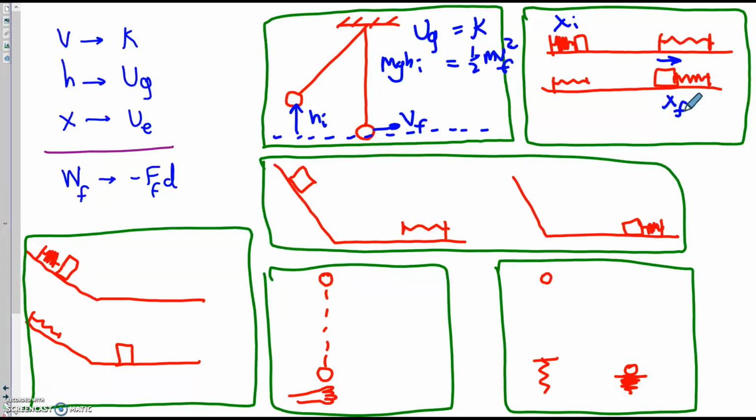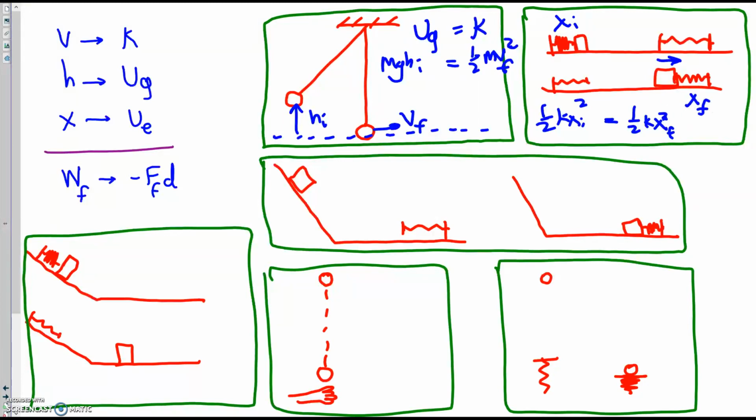So when we construct the equation, we say we have the spring energy, which is 1/2 k x initial squared, converting into, again, spring energy, 1/2 k x final squared, where k is the stiffness for each spring.